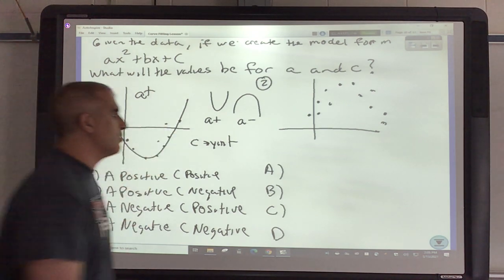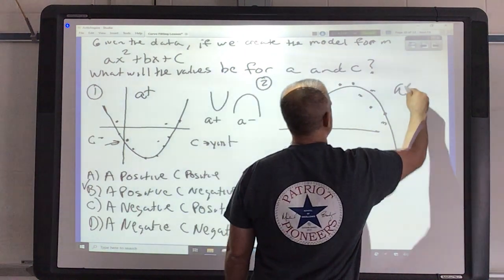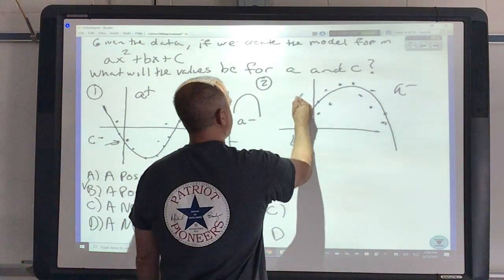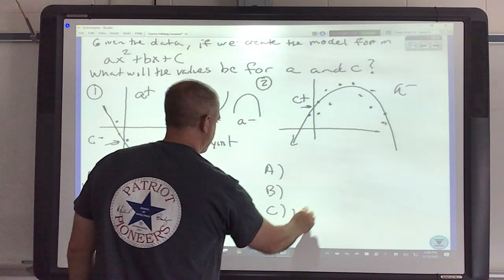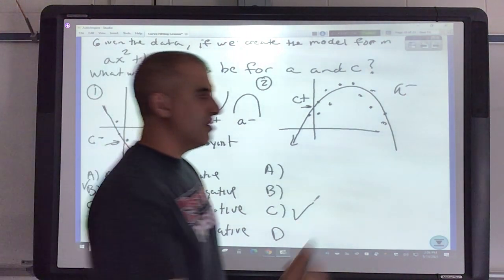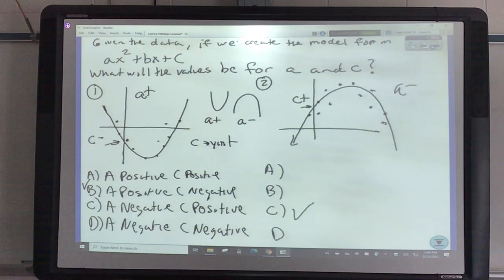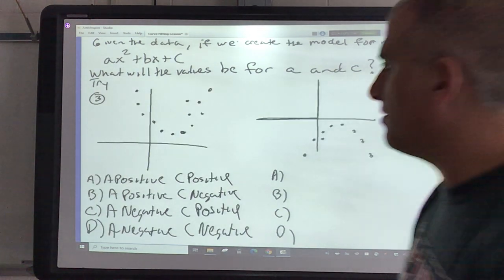If I gave the same choices on this, this is what it would look like. The A would be negative, and this would cross here, so the C would be positive. So A negative, C positive, so for this answer, it's that. All you're looking at is basically the shape, and where it crosses the y-axis. All right, go ahead and pause your video and try these.